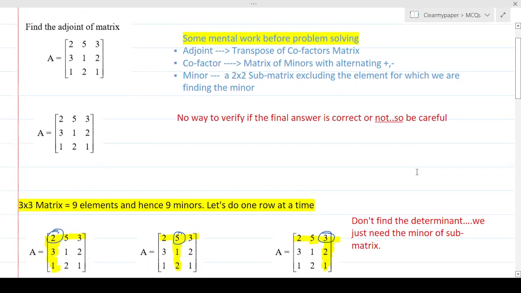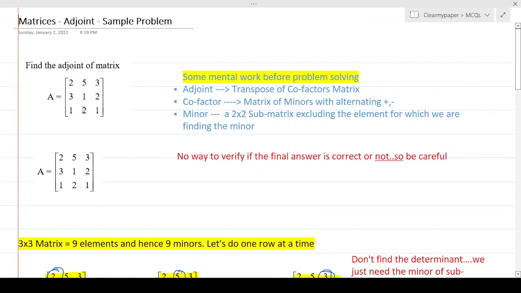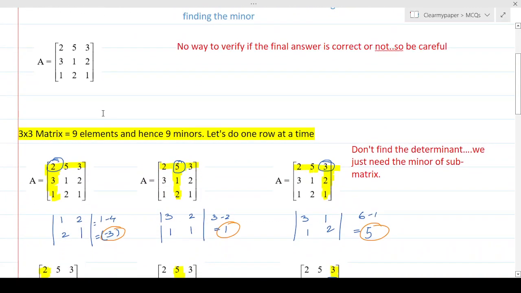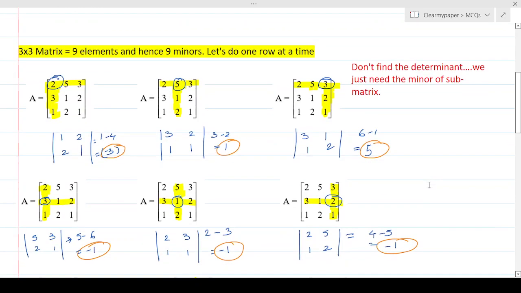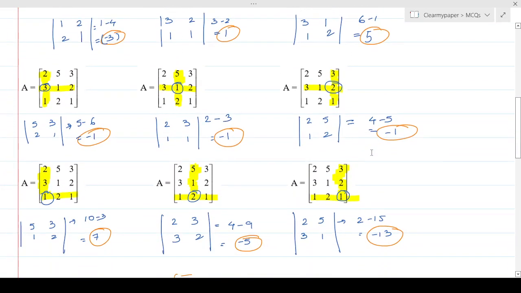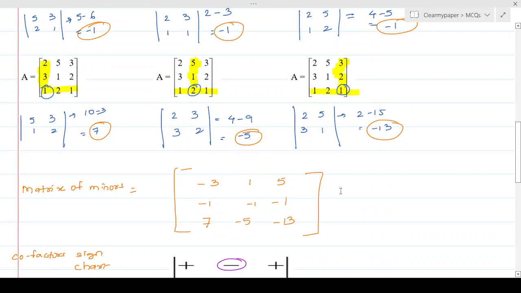So what we have done is, since it's a 3 by 3 matrix, there are going to be 9 elements. The first thing is, like I've written here, transpose of a cofactor matrix. Then the cofactor itself is a matrix of minors with alternating plus or minus signs. So what we need to do is first find the minors. And since we have 9 elements in this matrix, there will be 9 minors. We'll take one row at a time, and within that row we'll take one element at a time, and then find the minor. All these things in orange are nothing but the minors. Eventually we'll have 9 minors and we'll form a matrix of minors this way.